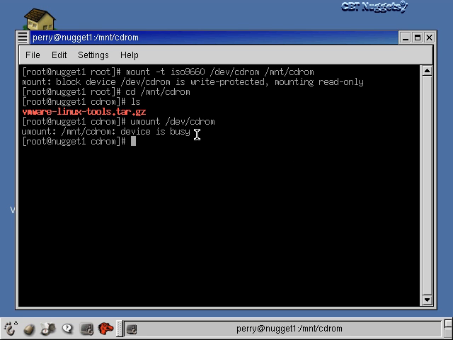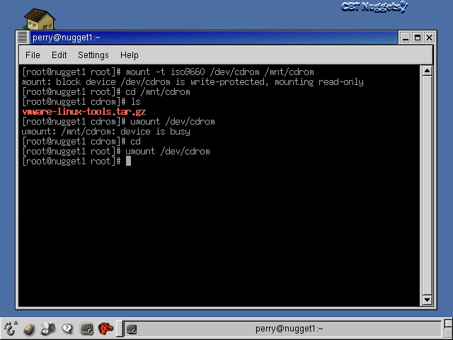Oh, and it says the device is busy. Why is that? Well, that's because I'm in the CD-ROM directory. So if I get out of that directory, if I go back to root's home directory now, and then do the umount command, okay, now it did it successfully, and if I do an ls on the mount CD-ROM directory, you'll see that nothing's there.